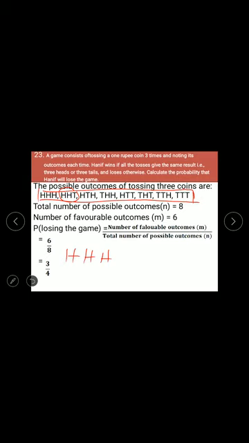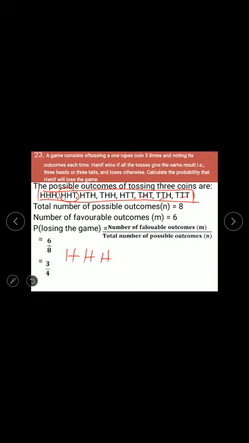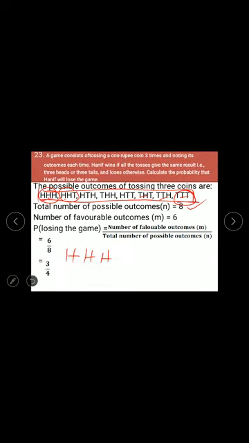So how many are there? 1, 2, 3, 4, 5, 6, 7, 8. Total number of possible outcomes is 8. This makes it clear: head, tail, head, tail. Just placing that T in different places, you get it. Then what is being asked? He will win if all the 3 outcomes are the same. That means all 3 times he gets head or tail. If he gets these 2, he will win.